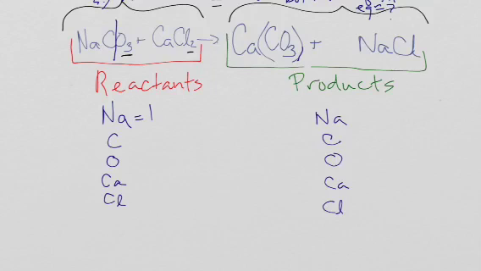How many carbons do I have? I have 1 carbon. How many oxygens? 3. I have 3 oxygens. How many calciums? How many chlorines? 2. Okay, next thing I do, I take my tally without playing around with any numbers.